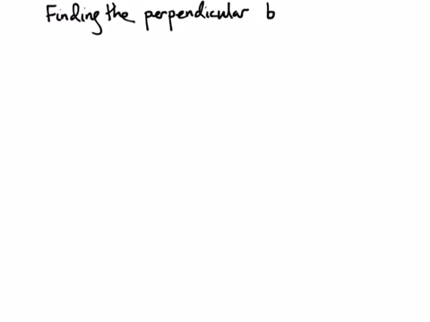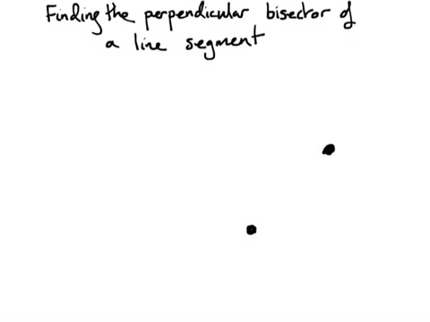To find the perpendicular bisector of a line segment, first of all we need to think about what a line segment is and what it means for something to be perpendicular. A line segment you can think of as part of a line. A line extends infinitely in both directions, but a line segment is just a piece of a line. Here we've got 2 points, and the part of the line that connects them is called a line segment. Now what we're going to do is find the perpendicular bisector of that line segment.